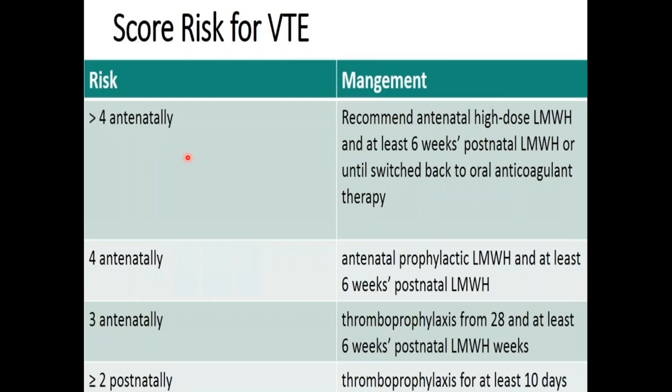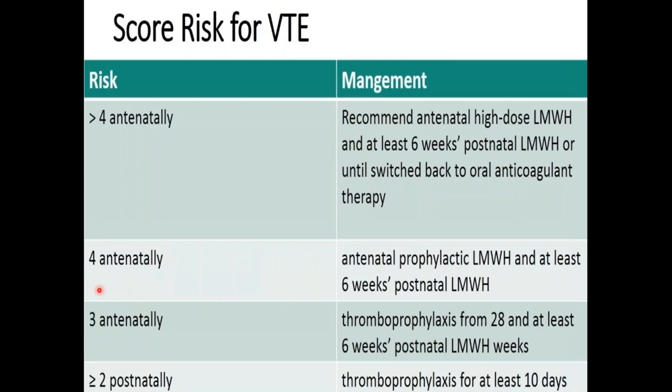So is the patient high risk? What is meant by more than 4? Score more than 4 is when there is any previous VTE, and previous VTE with antithrombin deficiency, or with antiphospholipid syndrome, or other thrombophilia. So if there is any previous VTE associated with one of the three, antithrombin deficiency, antiphospholipid syndrome, or other thrombophilia, she should be given a high dose of low molecular weight heparin.